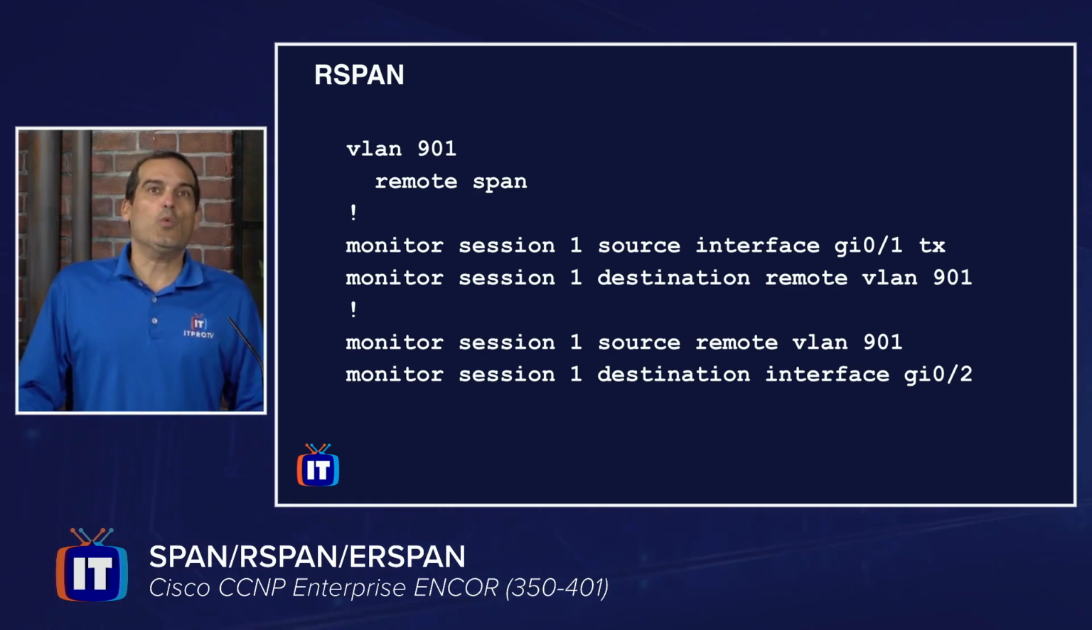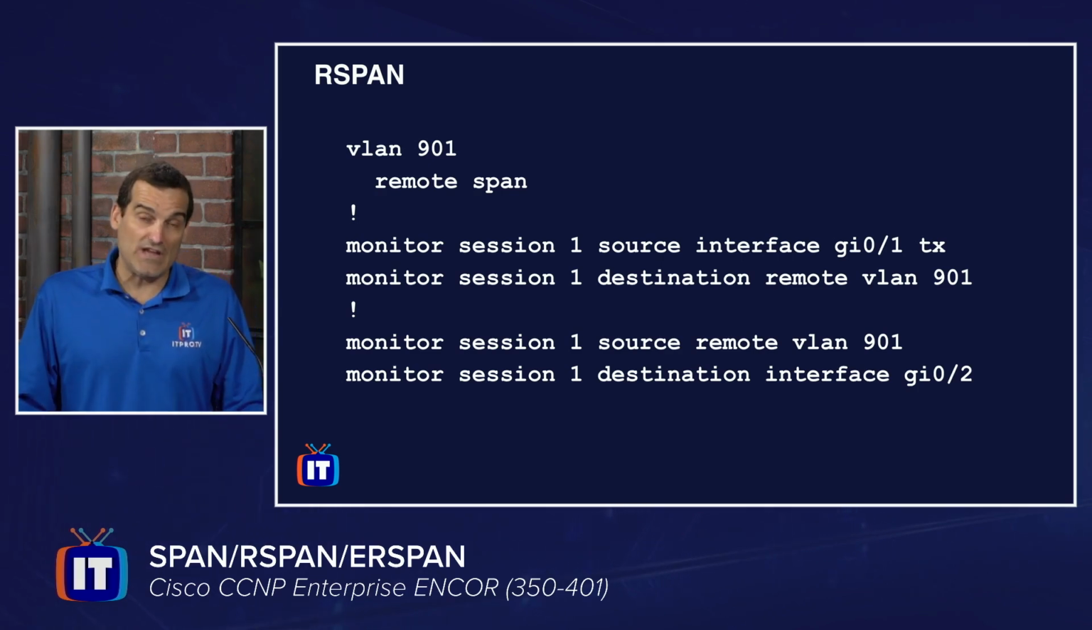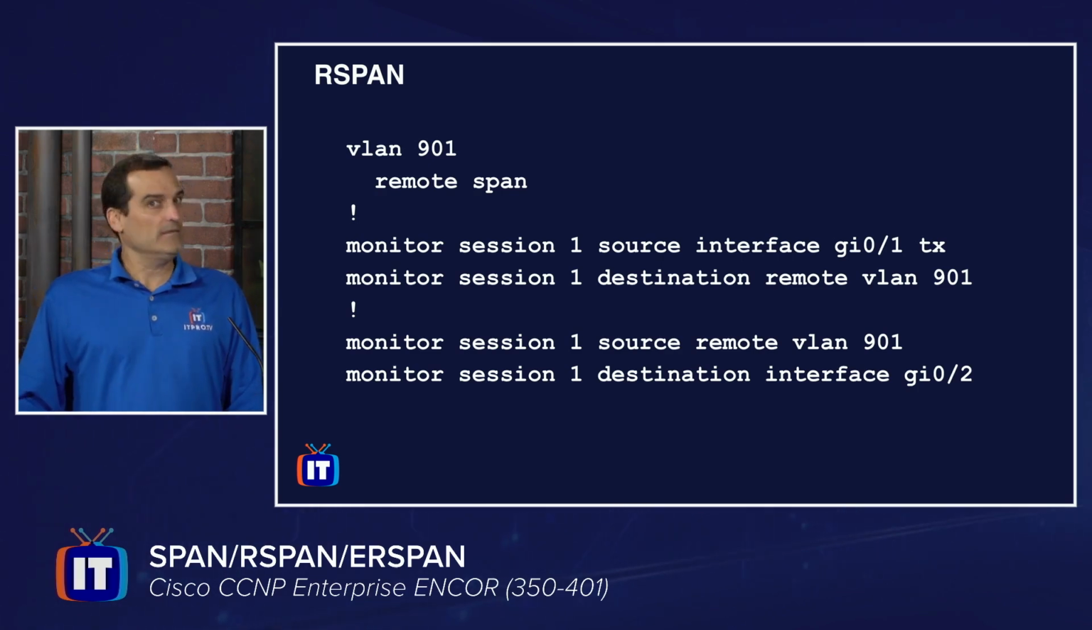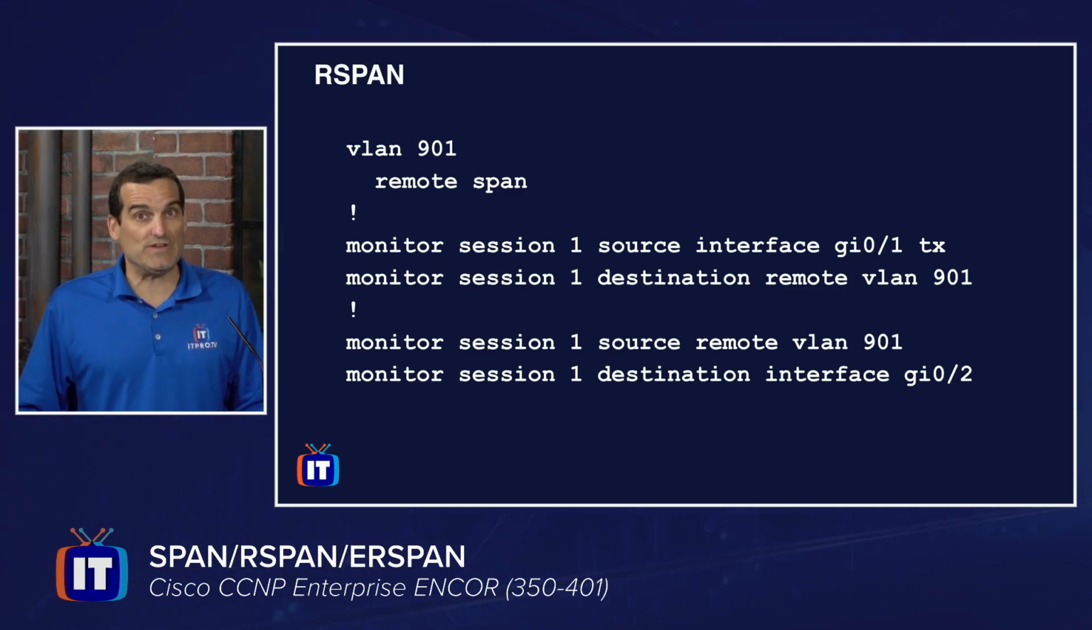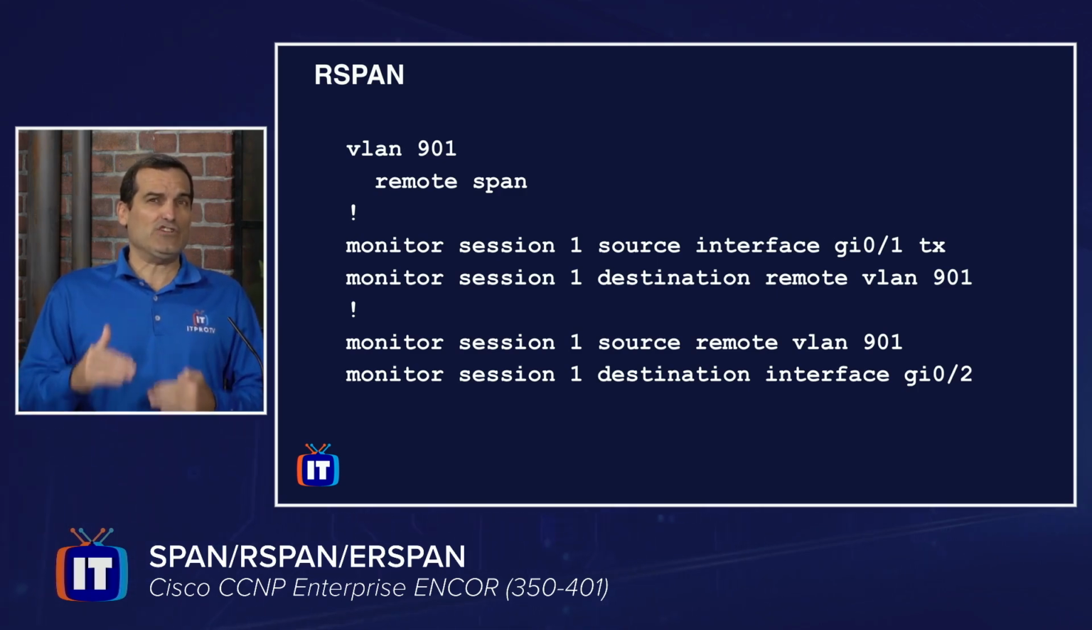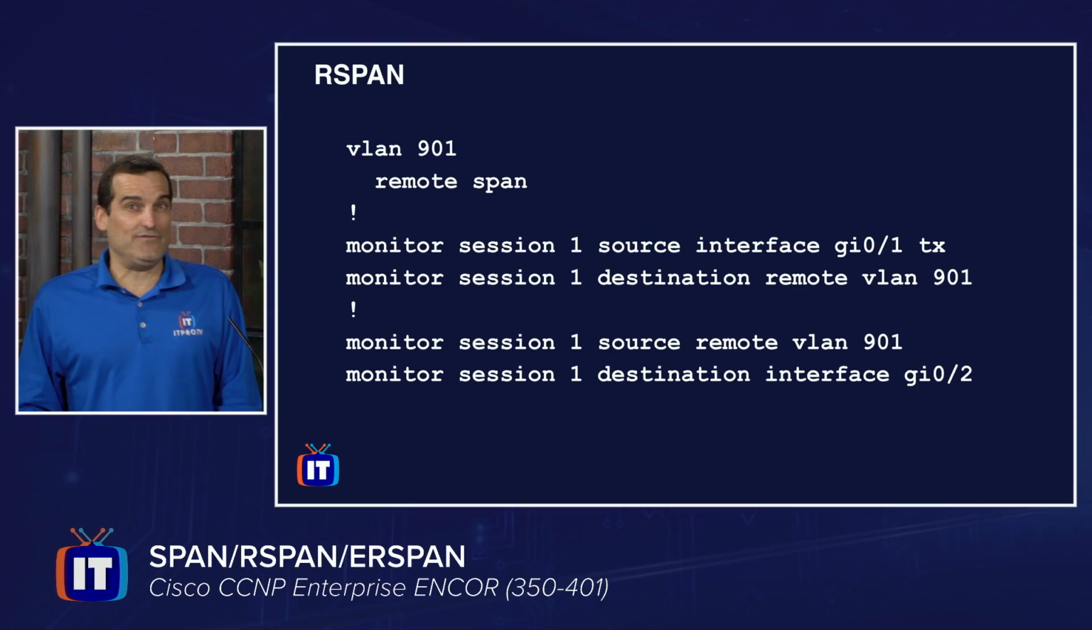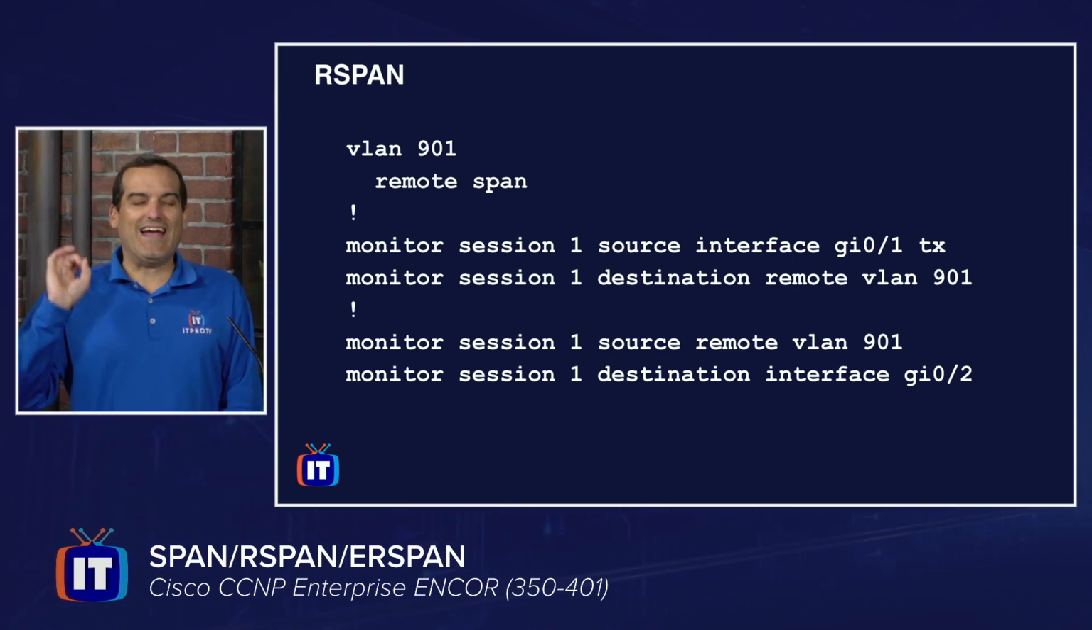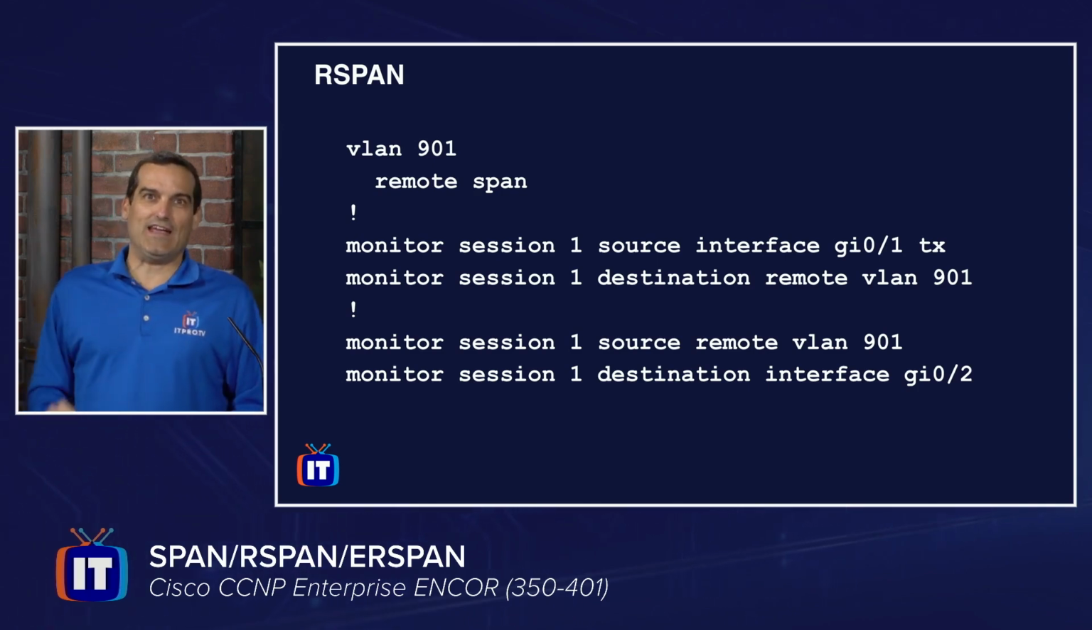Notice what we do. We create a VLAN. I gave it number 901. And then, remember this, you've got to say this is a special purpose VLAN, and you do that by saying remote-span. So that is in VLAN configuration mode. We identify that VLAN as the remote SPAN VLAN.